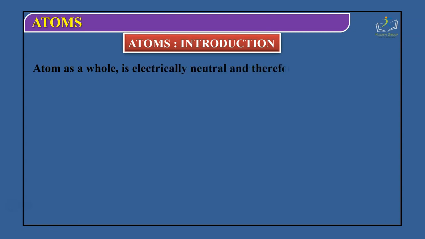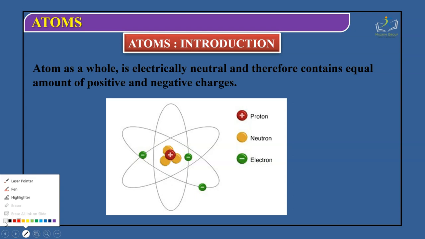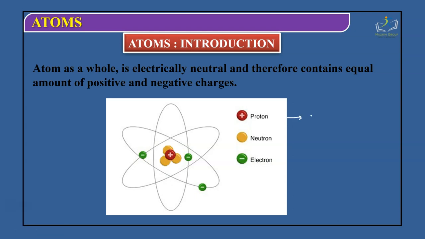Atom. An atom as a whole is electrically neutral and therefore contains equal amounts of positive and negative charges. As you can see in this diagram, positive charges are known as protons, whose charge is Qp, 1.6 × 10^-19 coulomb, and the mass of a proton is 1.67 × 10^-27 kg.